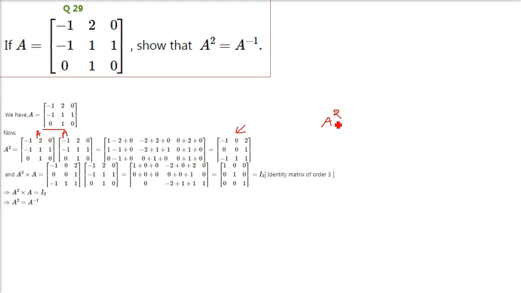Whatever result is there for A squared, if you multiply it with A, the result will be the identity matrix. Since A squared multiplied by A is equal to the identity matrix, that simply means this A squared is nothing but A inverse. Then only A inverse into A will be equal to the identity matrix, right? This is how it will be proved.